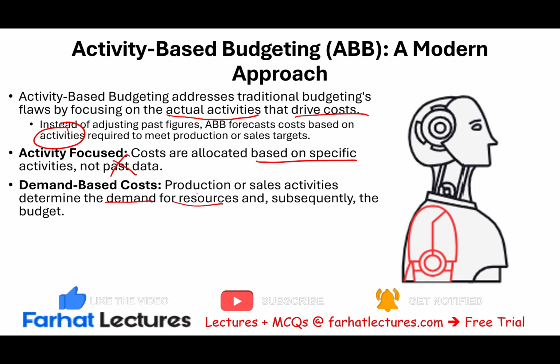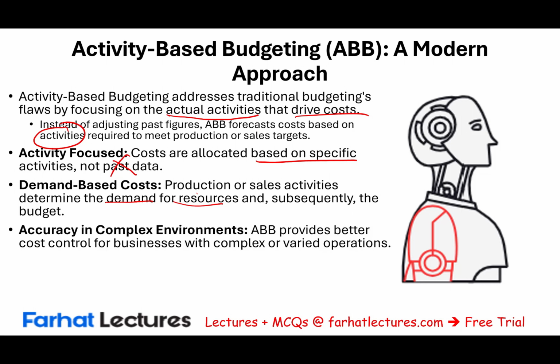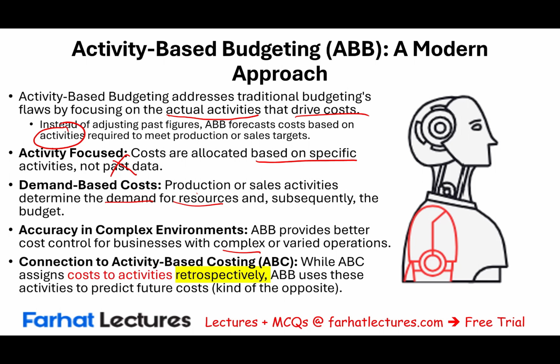So what drives the budget? The demand for the production or the sales activity determines the demand for resources, and as a result, we will budget based on that demand, based on that activity, based on that consumption. Here, ABB provides better cost control for businesses with complex or varied operations. It makes sense because you are treating each activity, each product differently, because each product might have different activities, and you are assigning the cost based on the activities. So yes, there is a connection to activity-based costing when I talked at the beginning.